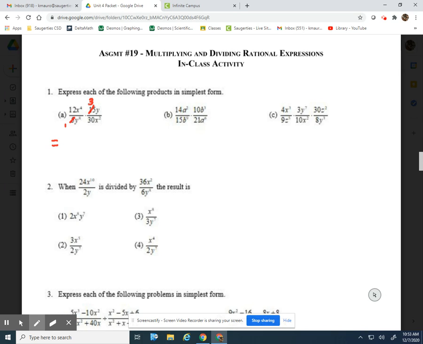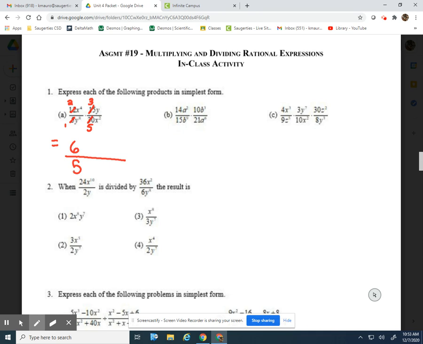But since I'm already simplifying the coefficients, I might as well do the 12 and 30. I know I can divide by 6, so that's going to be a 2. 30 divided by 6 is 5. Now I'm going to multiply my fractions together. 2 times 3 is 6. 1 times 5 is 5.